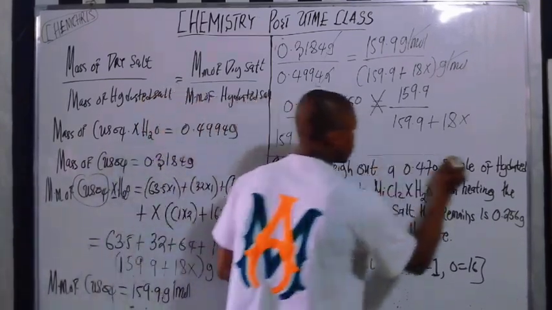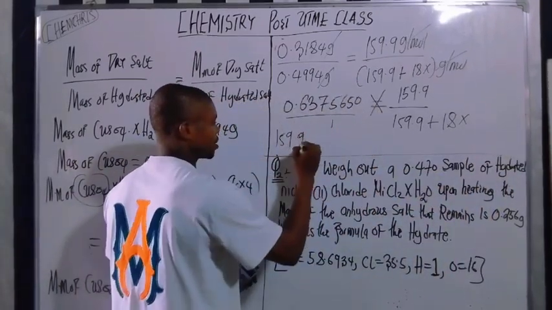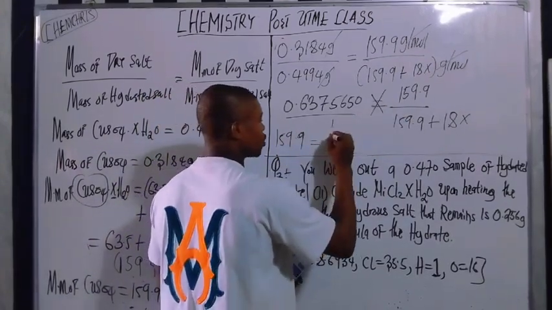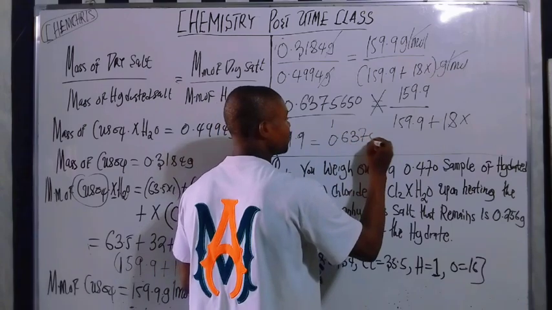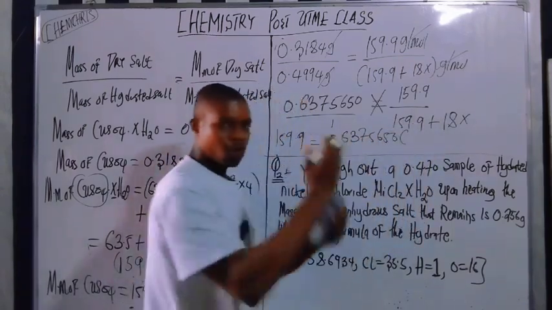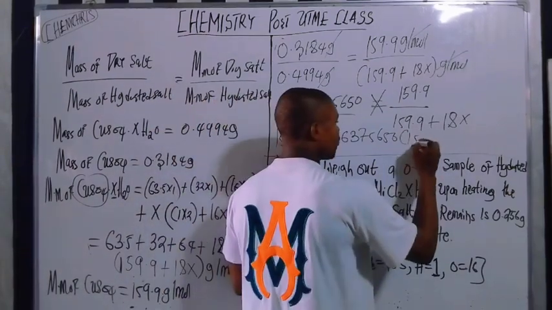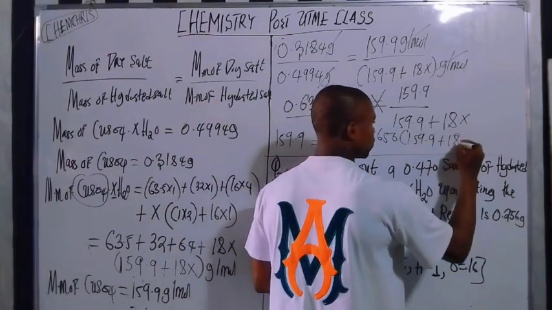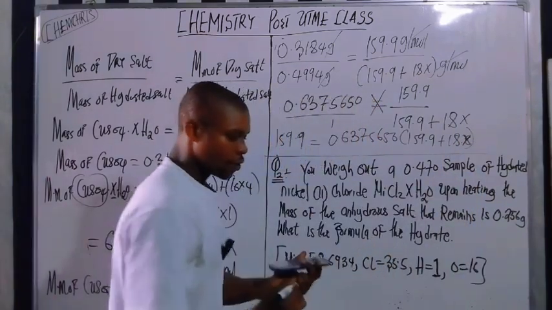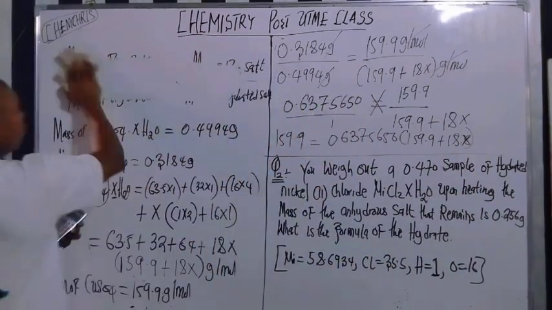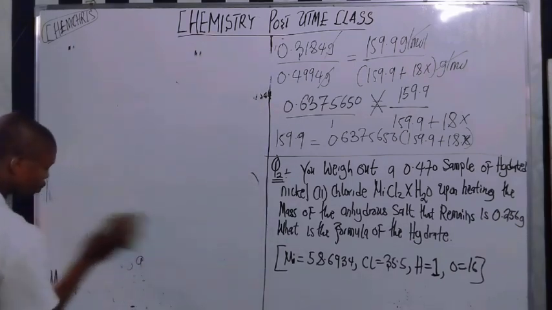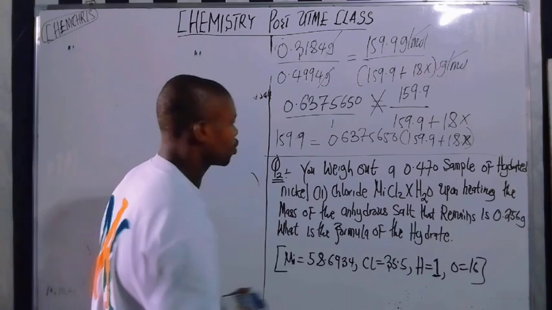159.9. Remember, this is not what you are looking at first. So it's going to be 159.9 is equal to what? 0.6375650 times, remember, it's multiplied by all of this one here. One equals multiply, right? So it will be 159.9 plus 18 what x. So that is that. Let me write this place now. So from here now, I can easily get what my x.